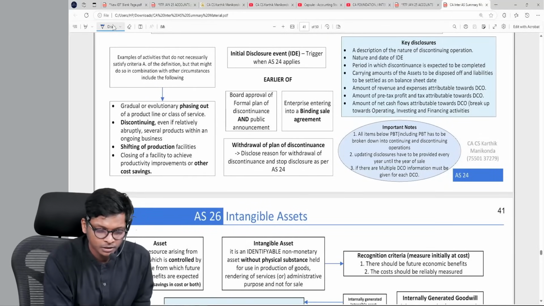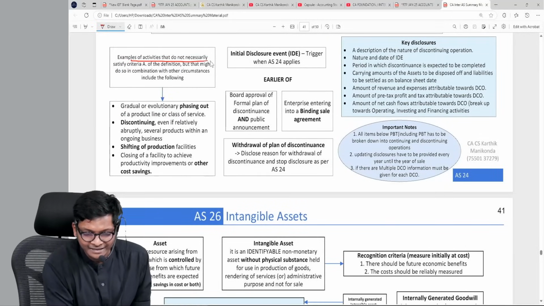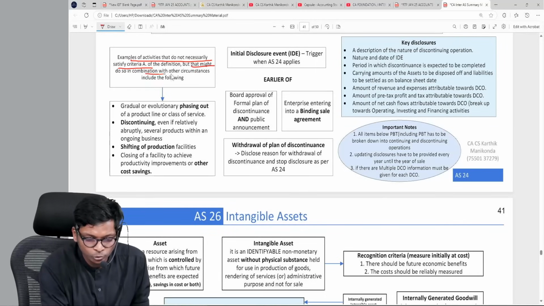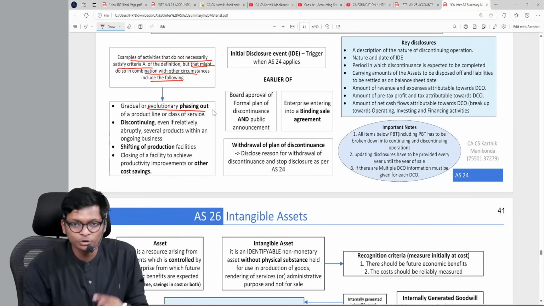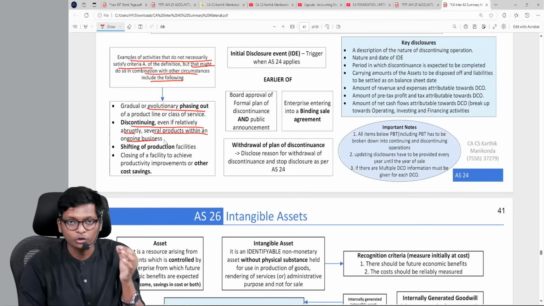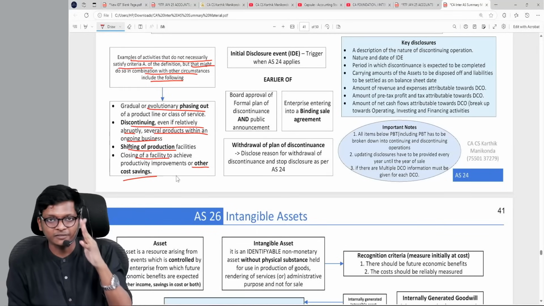Now, in the book I would have mentioned examples of activities that do not necessarily satisfy criteria, but that might do so in combination with others: gradual or evolutionary phasing out, discontinuing even abruptly several products within an ongoing business, shifting of production facilities, or closing for other cost savings. These are the 4 answers.